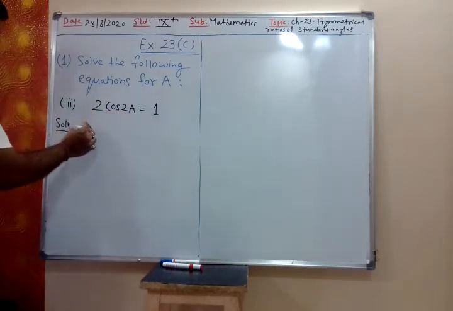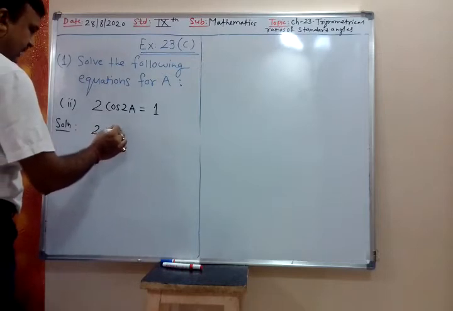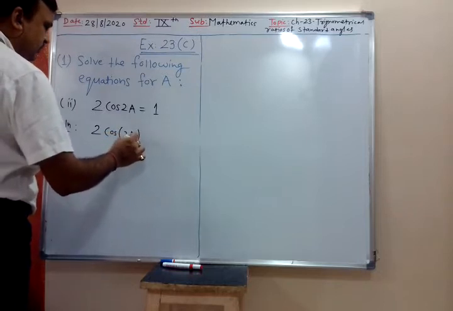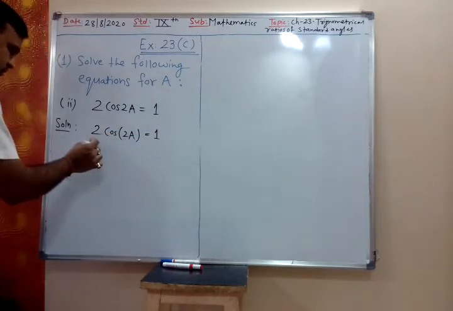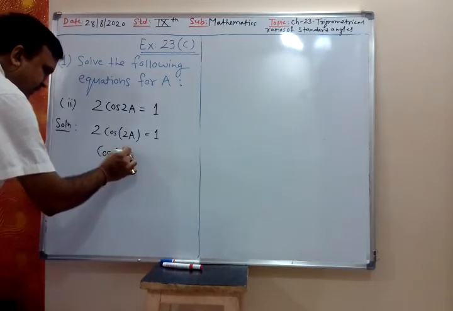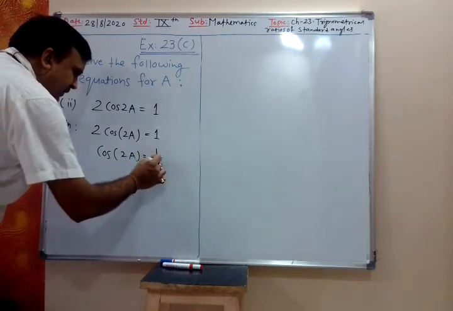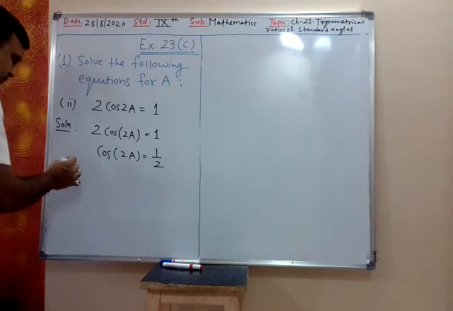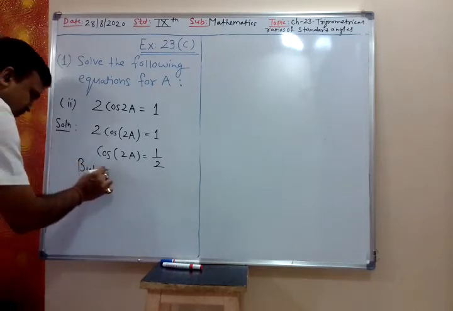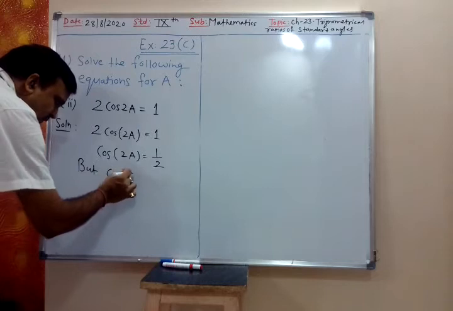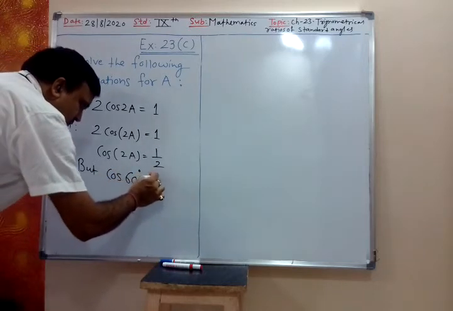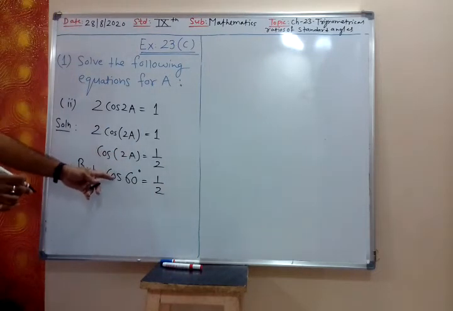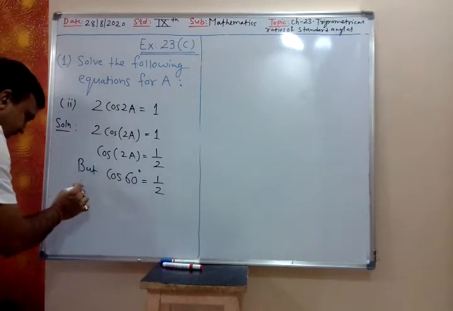So 2 cos 2A is 1. My angle is 2A, remember. You can write the angle in the bracket, no problem. So cos 2A is equal to 1 by 2. But cos of which angle is 1 by 2? Cos 60 is 1 by 2. Cos 2A is 1 by 2, but cos 60 is 1 by 2.